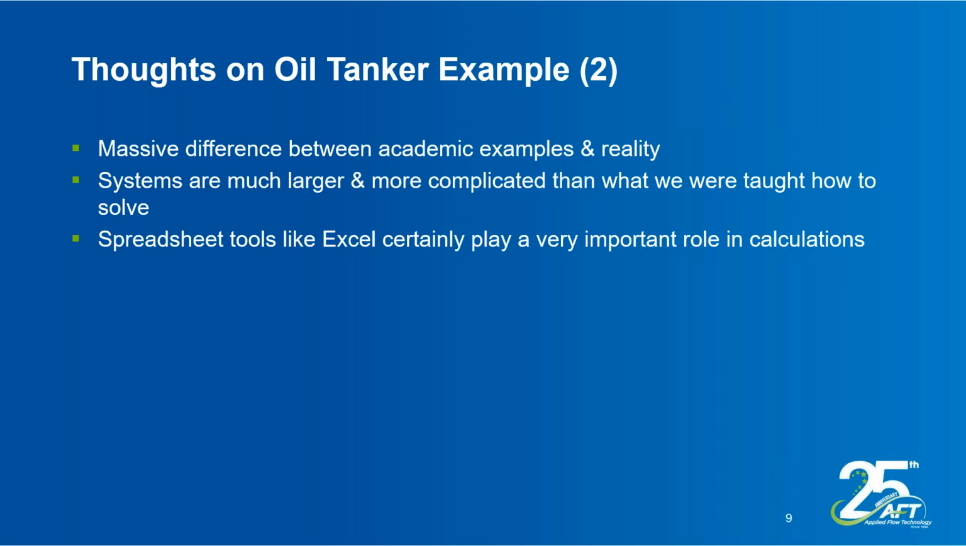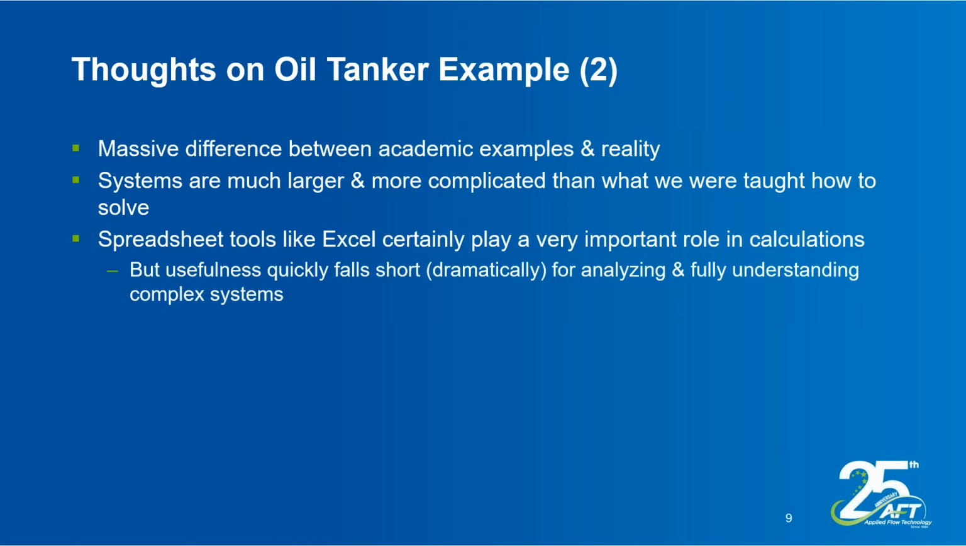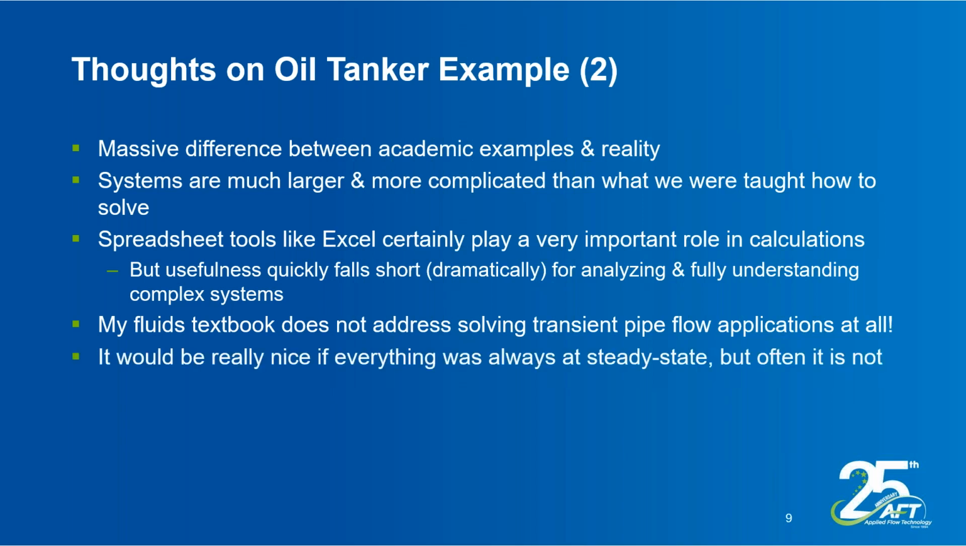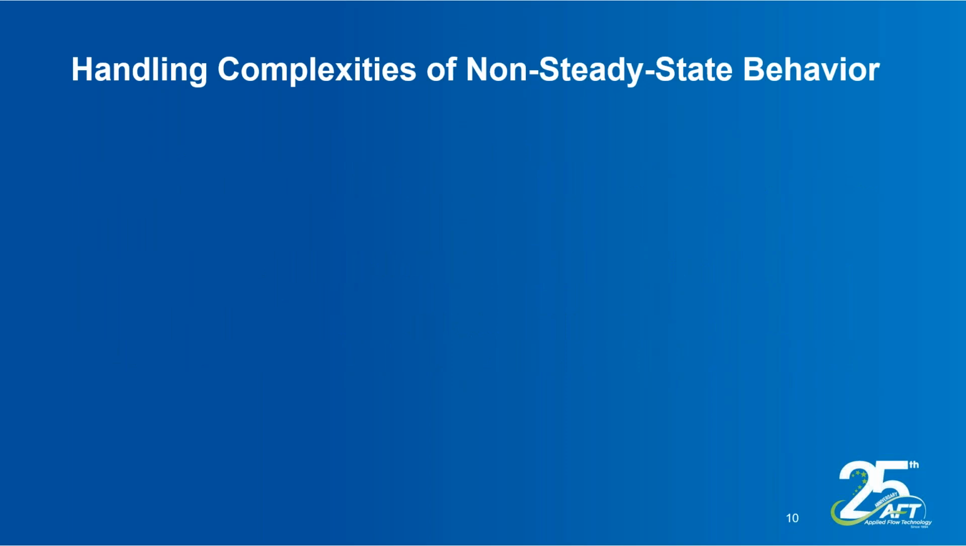They play a very important role in calculations overall, but they're not the right tool for being able to analyze and really have a good understanding of a complex system. Another thing I wanted to highlight is my fluids textbook didn't even mention algorithms on how to solve transient pipe flow calculations. That spreadsheet and all the algorithm that it went through was simply for calculating a simple steady state situation. And as we know, in reality, things are rarely ever steady state. So how do you handle the complexities of non-steady state behavior?